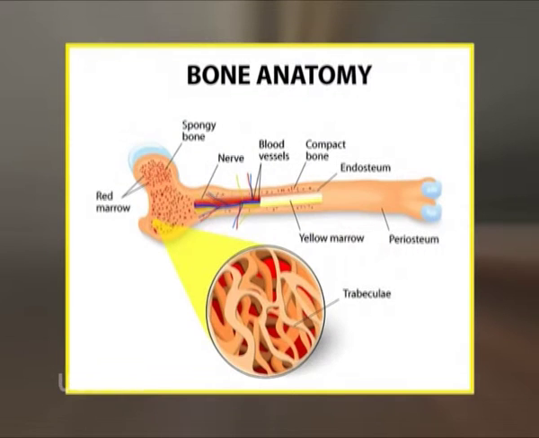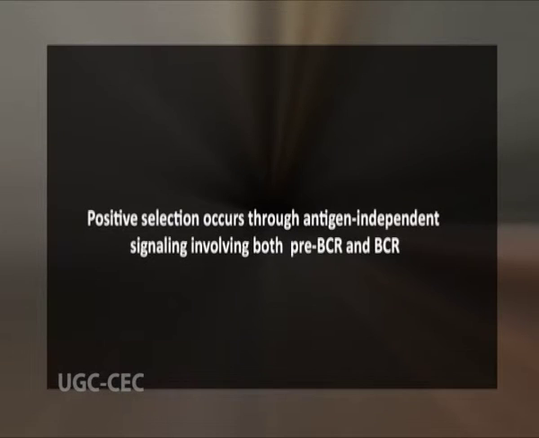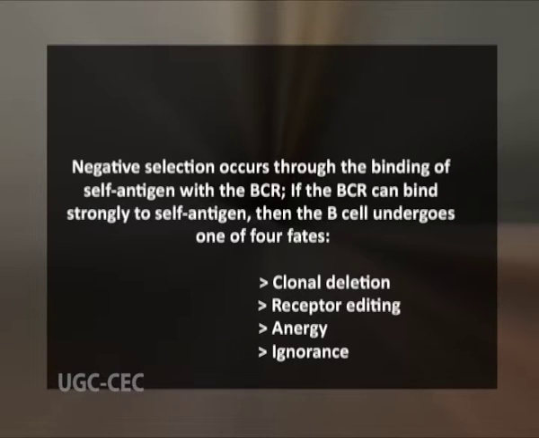B cells undergo two types of selection while developing in the bone marrow to ensure proper development. Positive selection occurs through antigen-independent signaling involving both the pre-B cell receptor and the B cell receptor. If these receptors do not bind to their ligand, B cells do not receive the proper signals and cease to develop. Negative selection occurs through the binding of self-antigen with the B cell receptor.